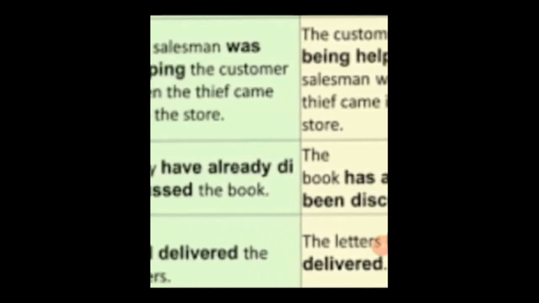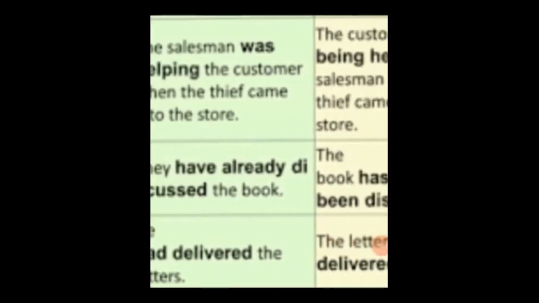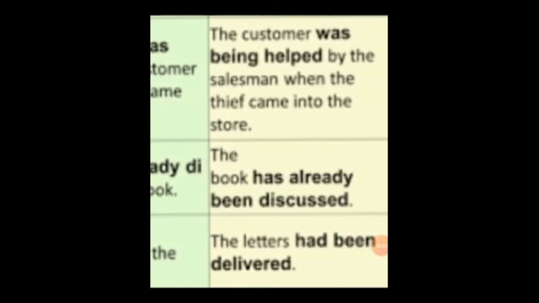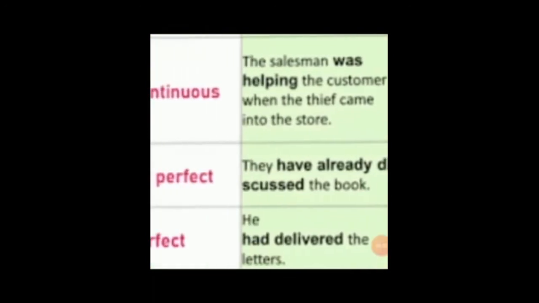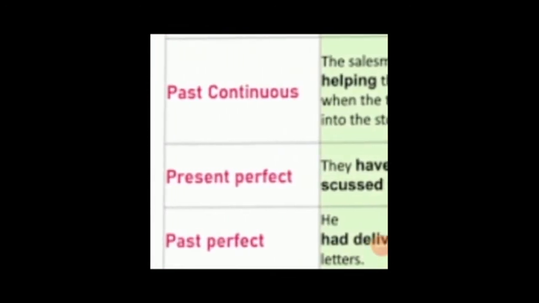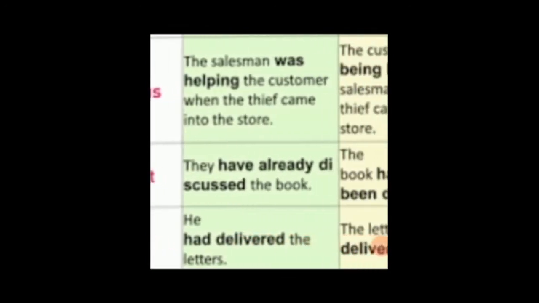So the customer was being helped. Who did this? Who was the doer? Who was the subject? The salesman. By the salesman. And the rest of the sentence, when the thief came into the store, will remain as it is. The next tense is present perfect. They have already discussed the book. They is the subject and the book is the object. They have already discussed the book.